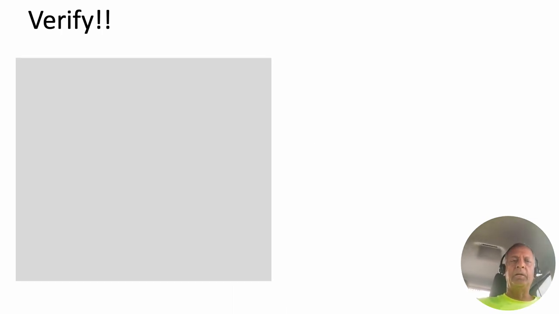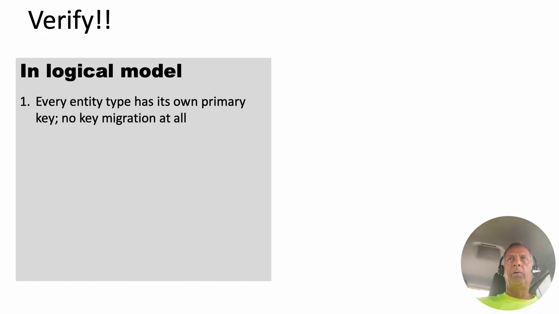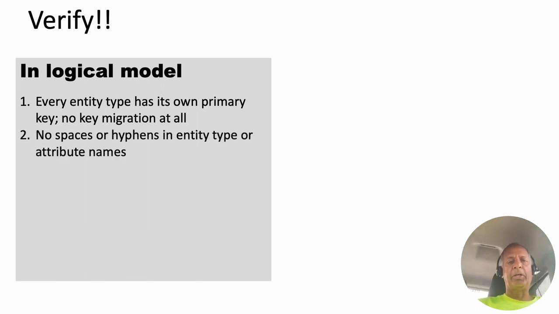As I've already said, in the logical model, we want to make sure that every entity type has its own primary key. There's no key migration at all. Now this you obviously ought to have done as soon as we finished the logical model. Nevertheless, I'm just reviewing it. Second, we want to make sure that there are no spaces or hyphens in entity type or attribute names. And then thirdly, we want to say that there are no fully solid lines on the model.